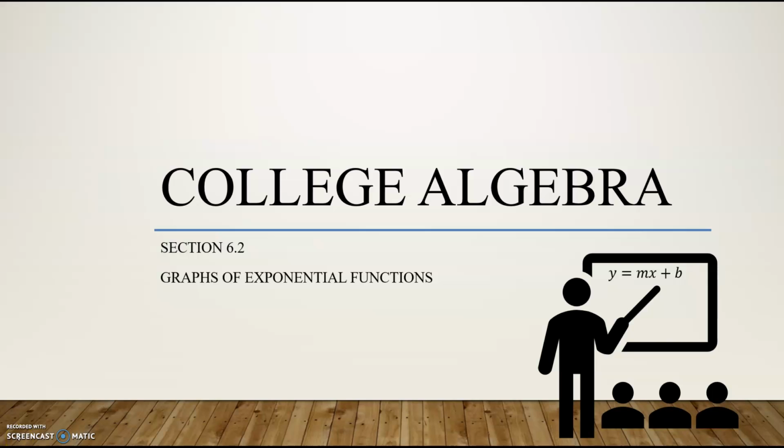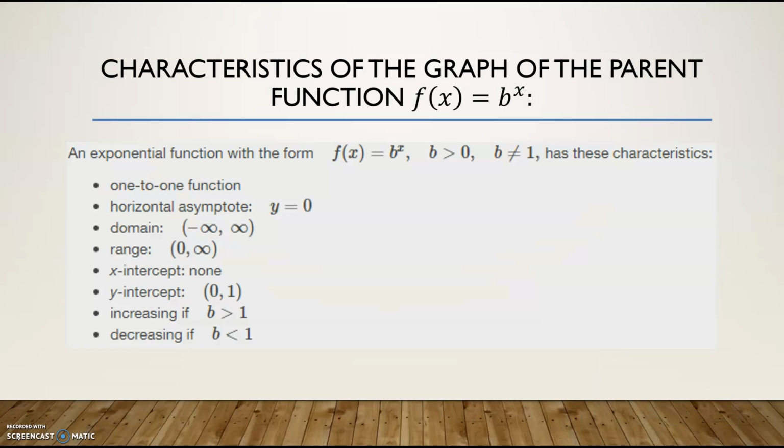This is section 6.2, and we'll be talking about graphs of exponential functions. So let's look at the characteristics of the graph of the parent function f of x equals b raised to x. Now, for this function, b has got to be greater than 0 and b cannot be equal to 1, and we discussed that in our earlier video, why those two things have to happen.